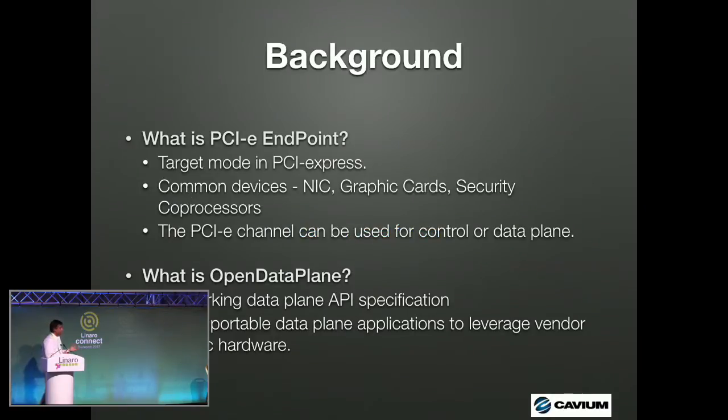So let me go ahead and give you a background of what we're talking about here. PCI-e EndPoint is the target mode of operation for the PCI Express specification. Typical devices that come under this umbrella are NIC devices, graphic cards, and security co-processors. They all tend to be plugged in on the PCI bus with a controller acting as a master. The PCI bus, which is the channel between the master and these devices, is used for both control plane operations, where you have to configure things and retrieve status, and also for actual data exchanges. We'll talk about that aspect in more detail.